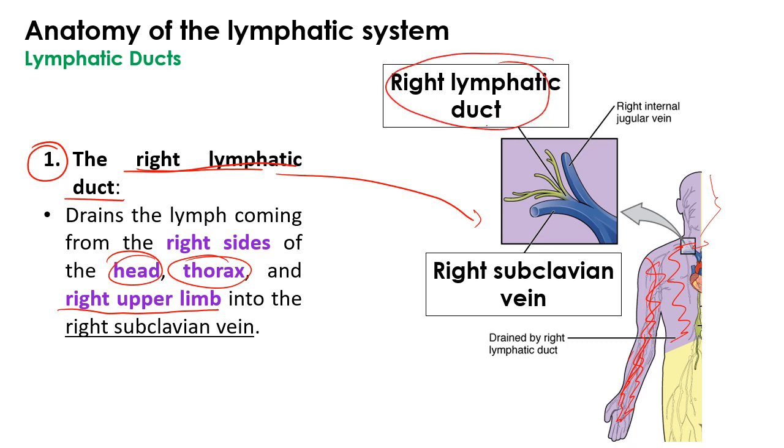These will finally drain into the right subclavian vein, which later will drain into the vena cava and back into the heart. But it's very important that you know that this right lymphatic duct will not drain the entire right half of your body, but instead it will drain fluid from these specific regions of your body.